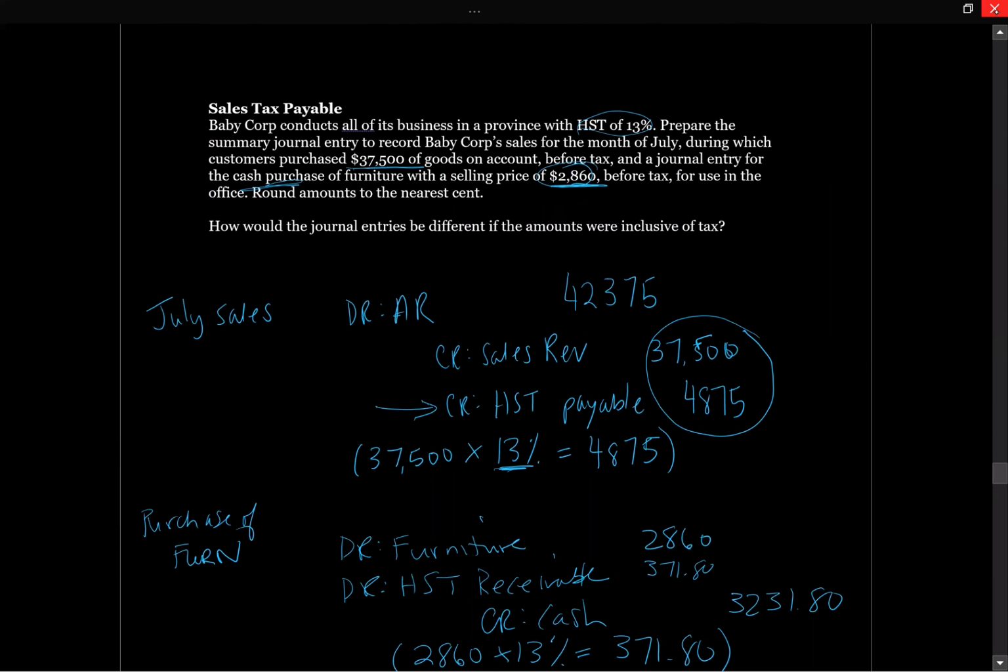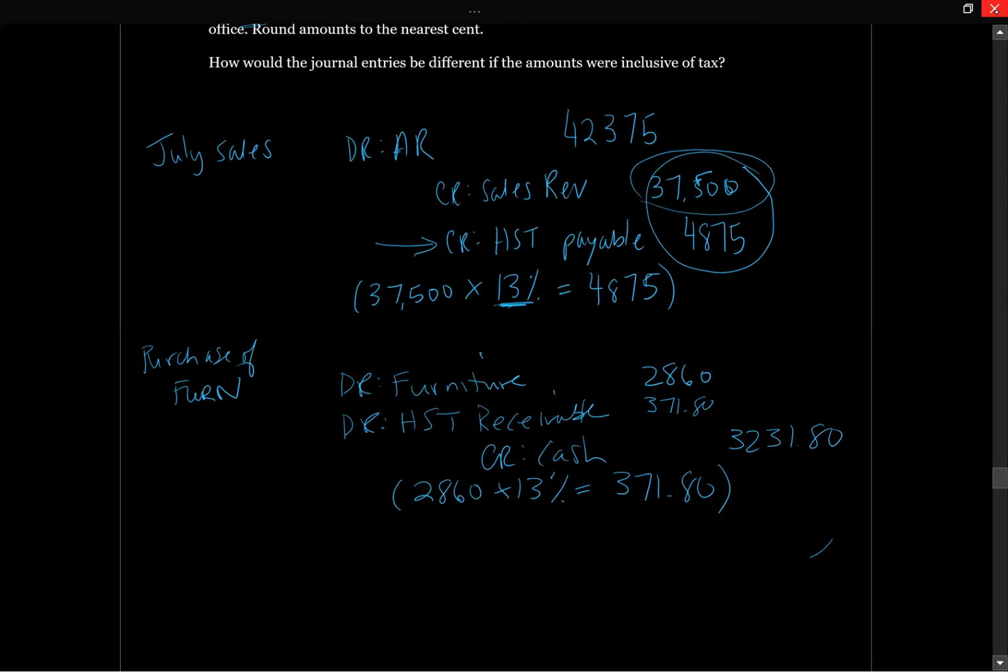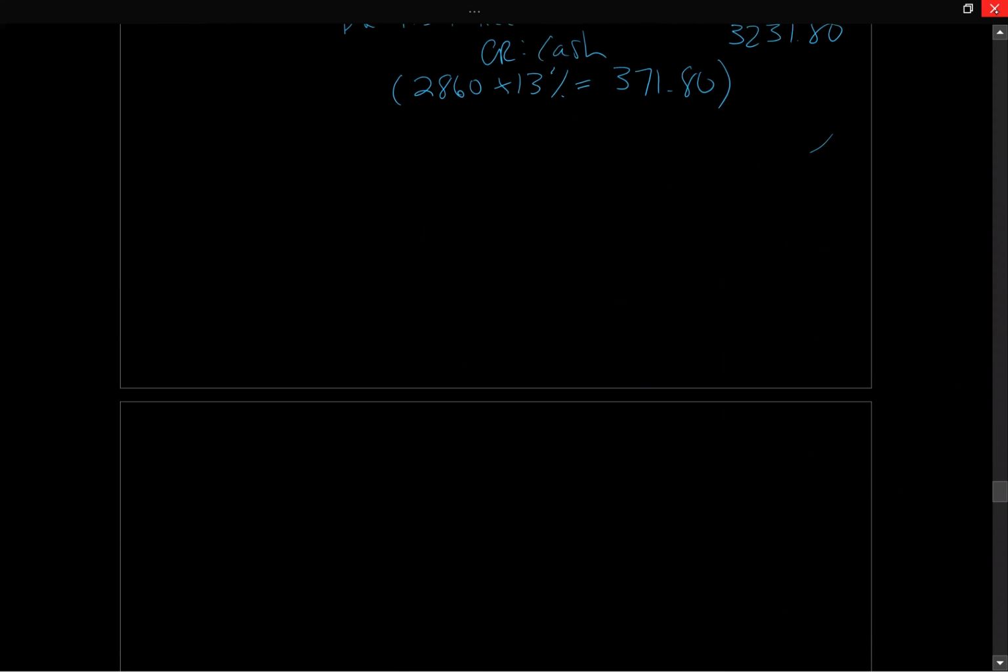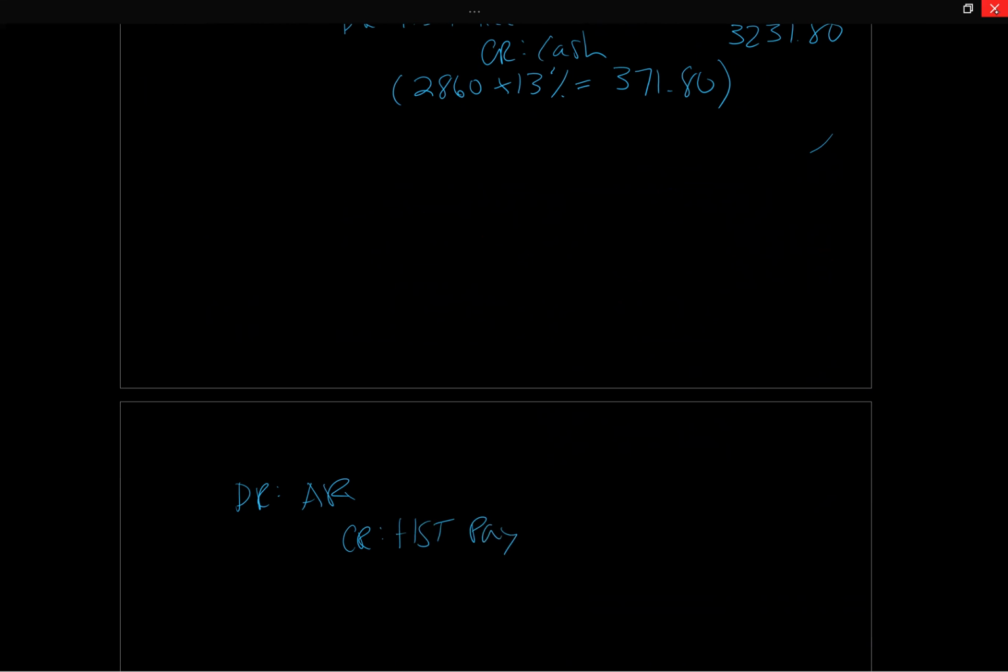So the first journal entry is where we recorded the sales. And so in this situation, we had the sales here of the 37,500. But the question now is asking, what if the 37,500 included HST? So what that journal entry is going to look like is we're going to have the same journal entry. So we're going to go debit AR. And we're going to go credit HST payable. And we're going to go credit revenue.